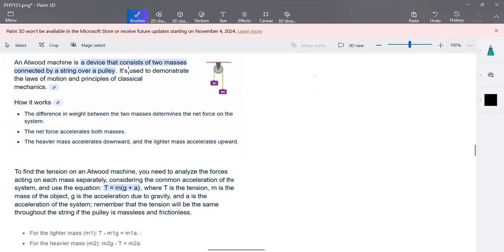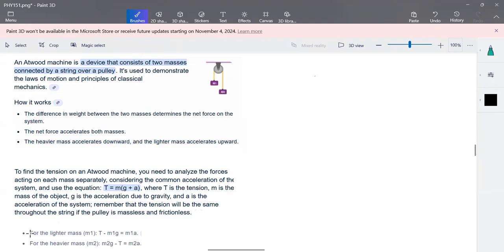Just what an Atwood machine is, a couple of key notes about it, like if there's a difference in weights between the two objects attached on either end of the rope, then the system will accelerate. If the two masses are identical, there's no acceleration.